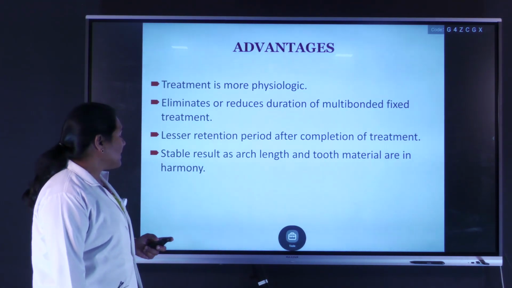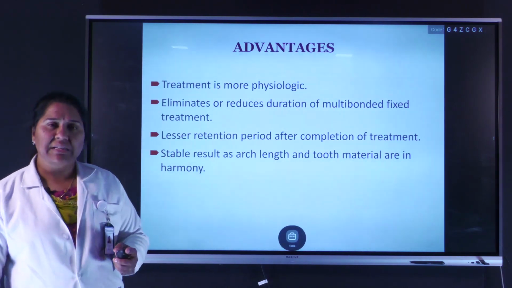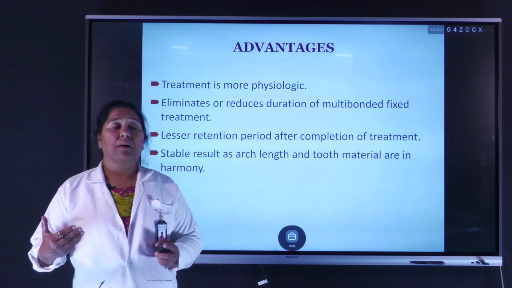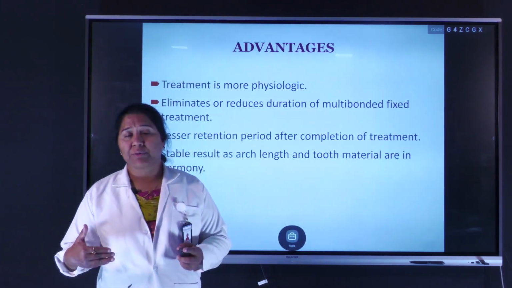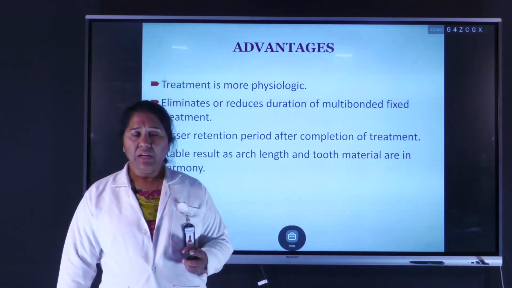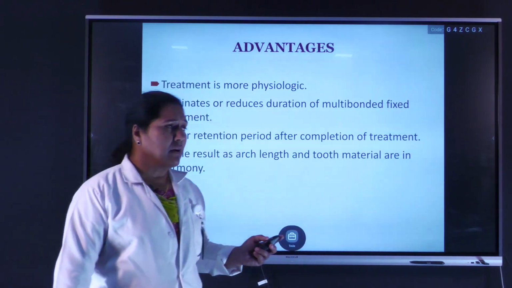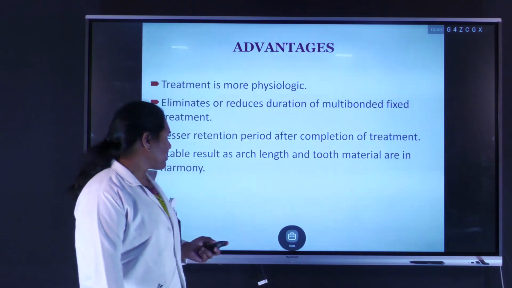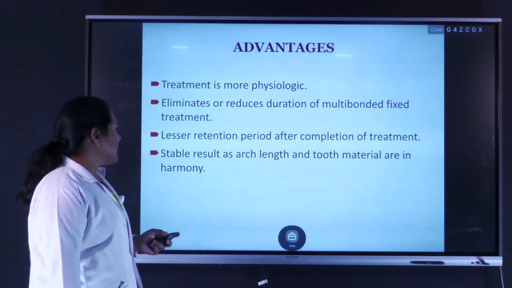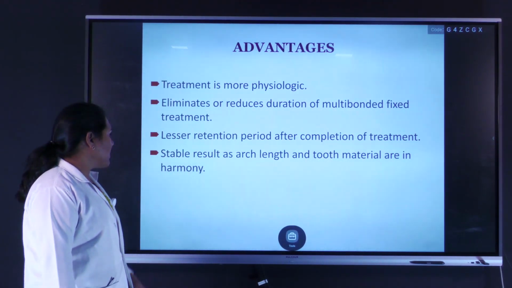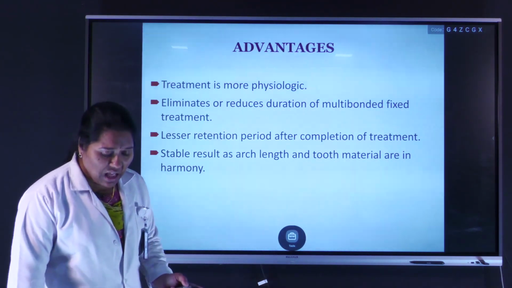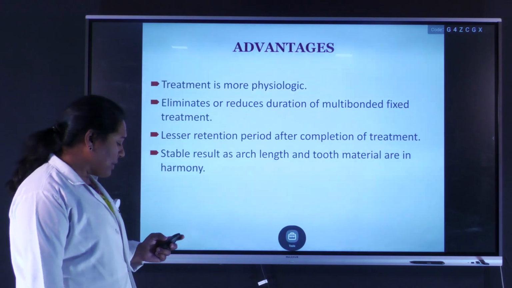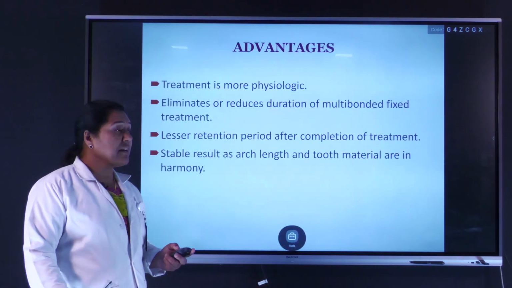And a lesser retention period after completion of treatment. For example, any orthodontic treatment needs a retention phase after removing the appliance, and for a long time, but in the case of serial extractions it is not needed. And a stable result, as arch length and tooth material are in harmony. So you will have a stable result as arch length and tooth material are in harmony, and we are correcting it in the developing stage.